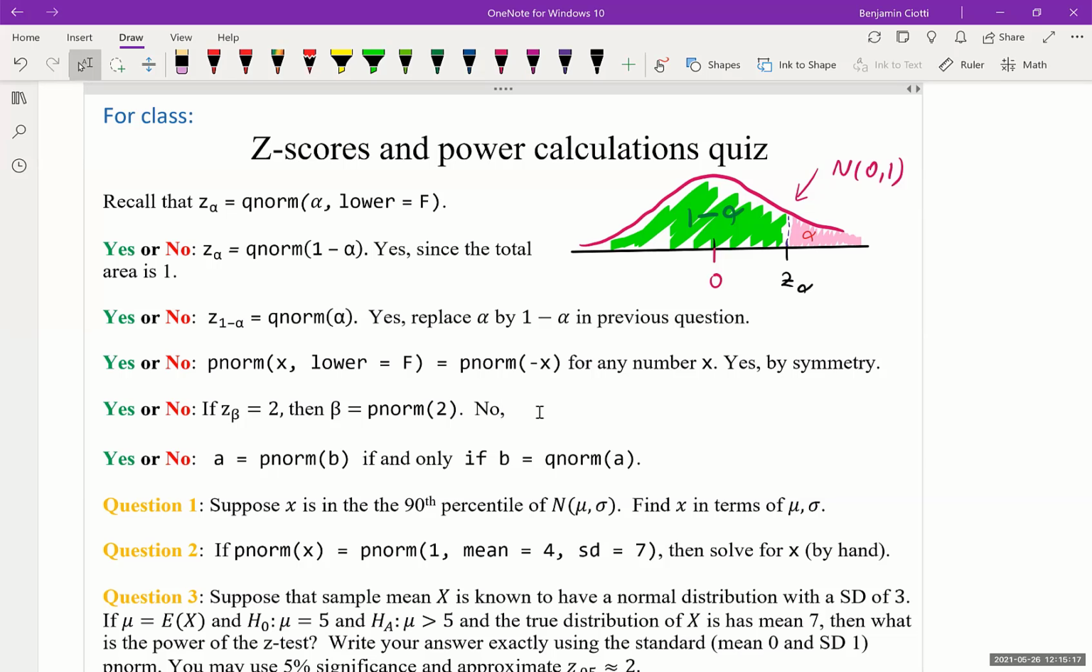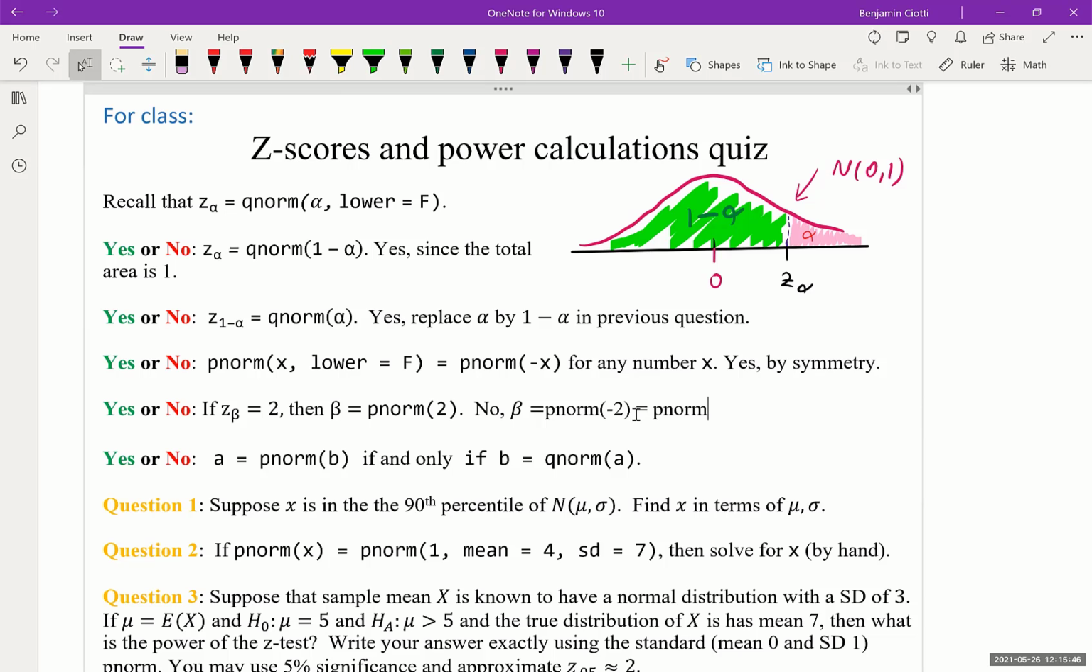So there's more than one way I could write a correct statement, but how about for beta? What should beta equal? P norm of -2. Okay, yes, sure. P norm of -2. That would be one way of writing it. Exactly, yeah. There's multiple ways you could write it. P norm of -2 would work.